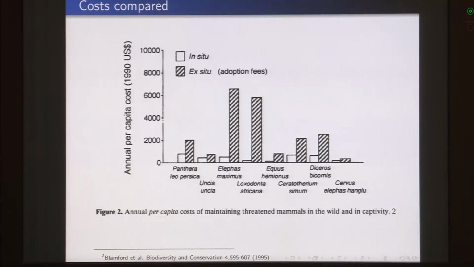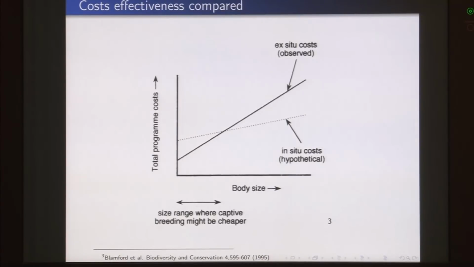This is also another reason that we always try to prefer the in situ conservation method, and only in the case of very urgent situations, like a species that is critically endangered and the number of individuals is very low, only then do we go for ex situ conservation, but in situ conservation is always the more preferred option.